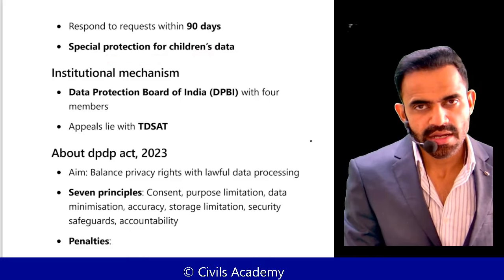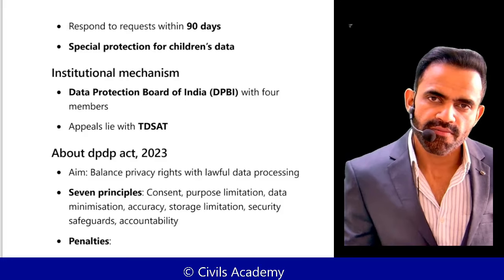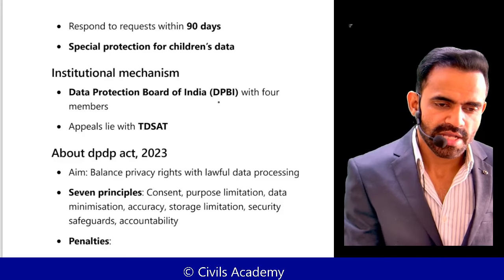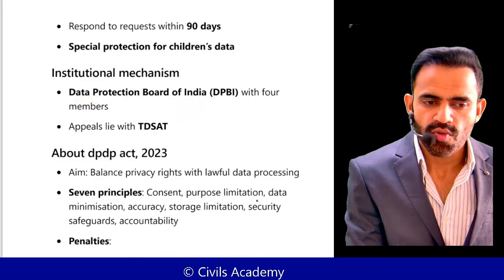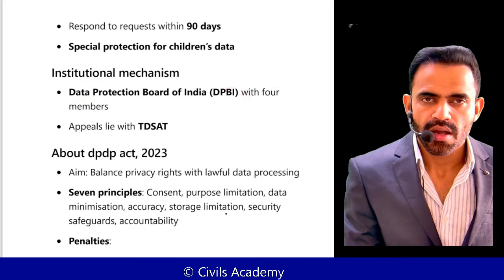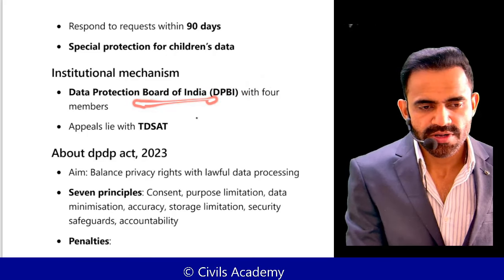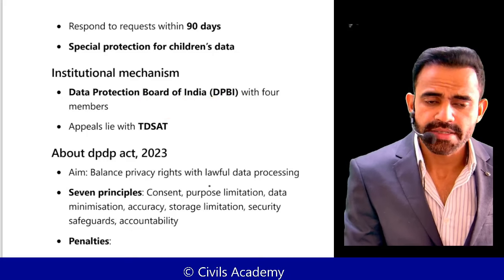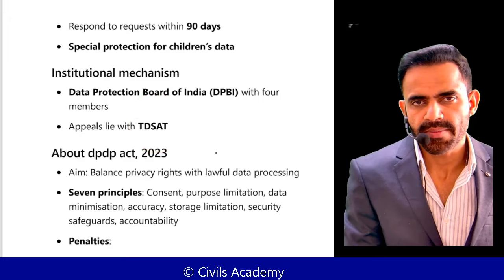These are the obligations. Now, how to ensure that these obligations are fulfilled properly? For that, we have DPBI. What is DPBI? It is the Data Protection Board of India. Okay, how many members will be there? There will be 4 members. What will happen if you are not happy with the judgment of DPBI? So you can appeal in TDSAT. What is TDSAT? It is the Telecom Dispute Settlement Appellate Tribunal.